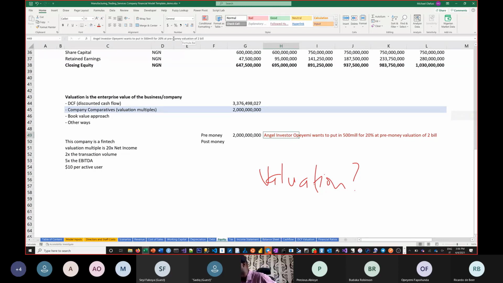Is it going to be pre-money or is it going to be post-money? So let's see what happens in pre-money. If the angel investor says, I'm going to put in 500 million naira for 20% at a pre-money valuation of 2 billion, you know what that means? It means that, remember the formula, pre-money.